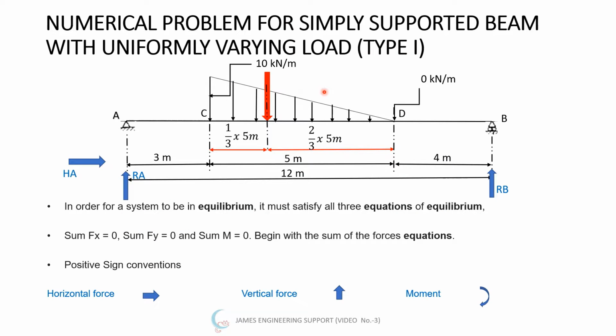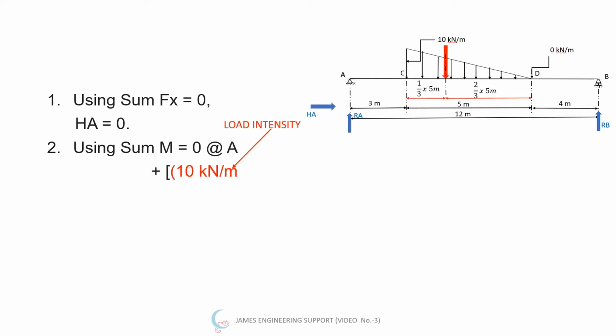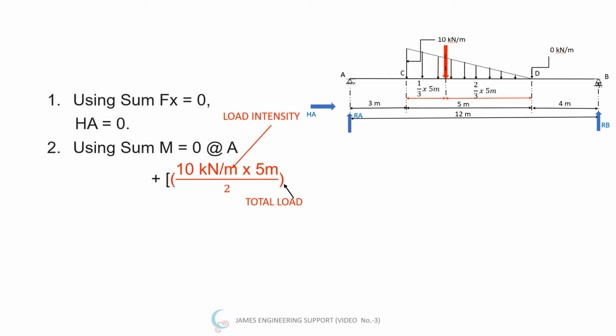10 kilonewton per meter triangular load will be at some distance from both the ends. From hinge support it is acting at 3 meter, from roller support it is acting at 4 meter. So total length of the member will be 12 meter. Let us start the problem. There is no horizontal force, so H will be equal to 0. Then we will consider 10 kilonewton per meter multiplied by the 5 meter divided by 2 will be the total triangular load. And then we have to multiply with the lever arm, so 3 meter plus 1/3 of 5 meter will be the total lever arm.